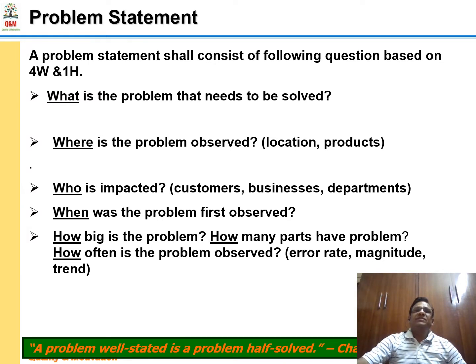Where means where is the problem observed, by location geographically, and where is the location in the part itself. For example, where is the part when the problem was reported? Where is the location of the part? Which line? Which country? Which city? Now let us move to who is impacted, like customer, business unit, department. Who had reported this problem? Who is having this concern?